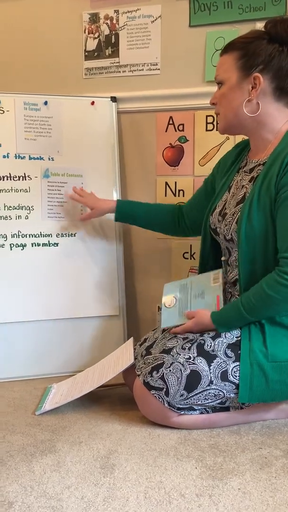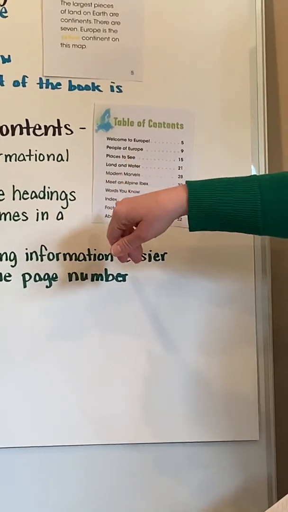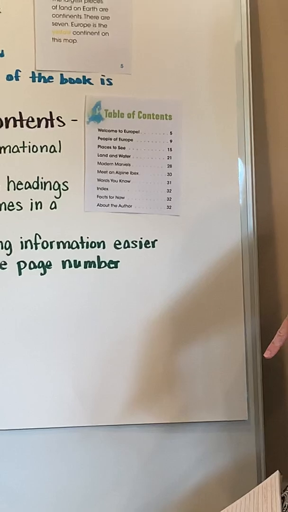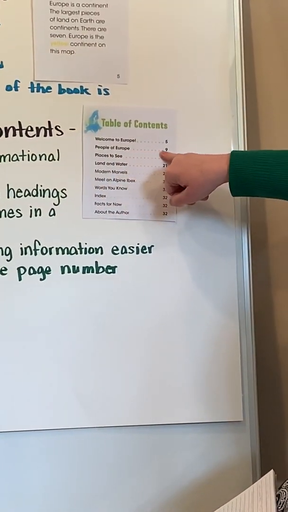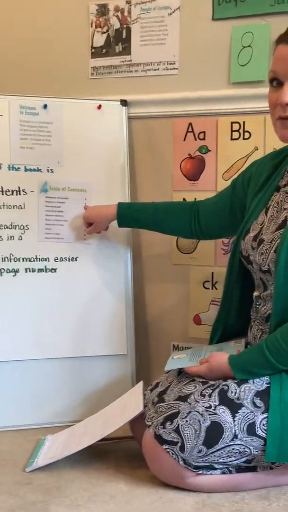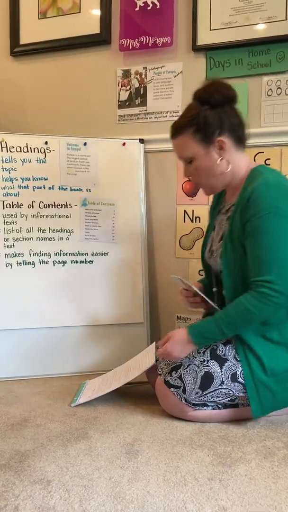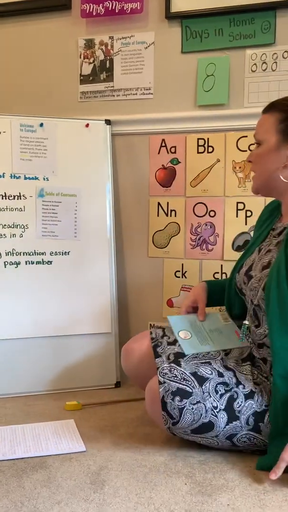All right, now let's look again, zoom in here on our table of contents, and let's see, what if I wanted to go find more information about people of Europe? I would find where it says people of Europe, slide my finger over. What page would I go to? You're right, you would go to page 9. Good job, friends.